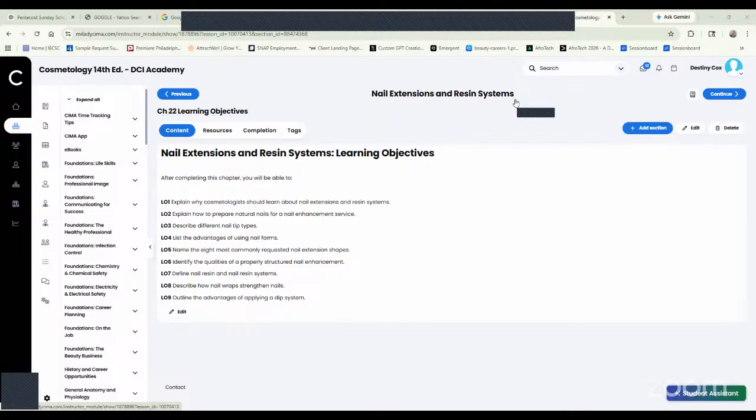Name the 8 most commonly requested nail extension shapes. That's going to be important. We'll see a reference to that on your exam. Identify the qualities of a properly structured nail enhancement. Define nail resin and nail resin system. I'm going to tell you now, resin is going to represent like an adhesive, so like a glue. Describe how nail wraps strengthen nails, and then outline the advantages of applying a dip system.